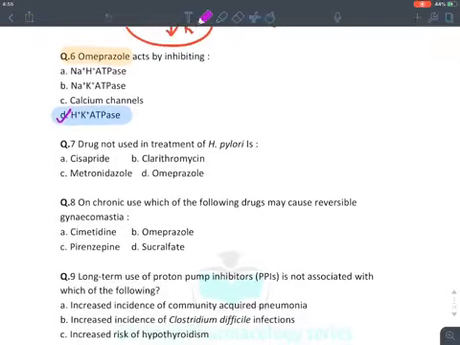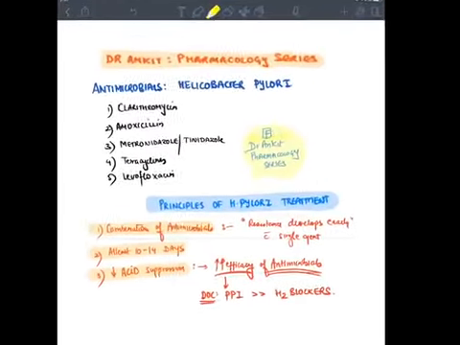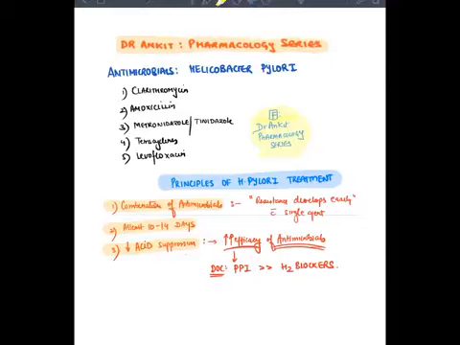Drugs not used in the treatment of H. pylori. So let's see what is the treatment of H. pylori first. Remember, in H. pylori, the main treatment is antimicrobials. These are the 5 classes of antimicrobial which are given: clarithromycin, the main drug of choice. Then we add certain other antimicrobials like amoxicillin, metronidazole or tinidazole, tetracycline and levofloxacin.